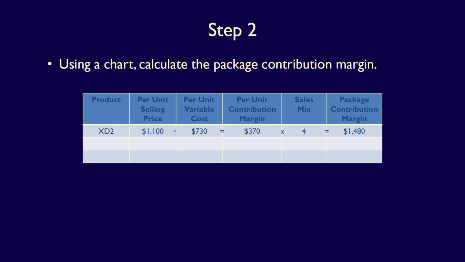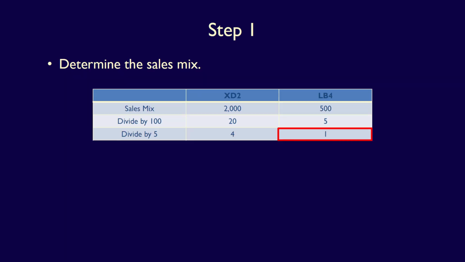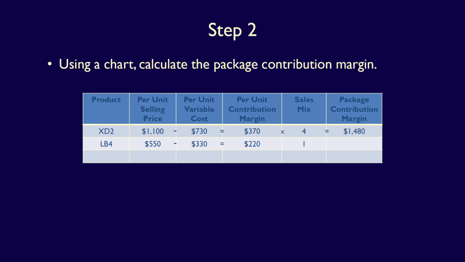Let's do LB4. Per unit selling price, $550 per unit. Variable costs, $330. $550 minus $330 is equal to the per unit contribution margin of $220. We know the LB4 sales mix. It's 1. So I can place that in the 5th column, sales mix. I then take the per unit contribution margin of $220, multiply it by the sales mix of 1, and that equals the package contribution margin of $220.